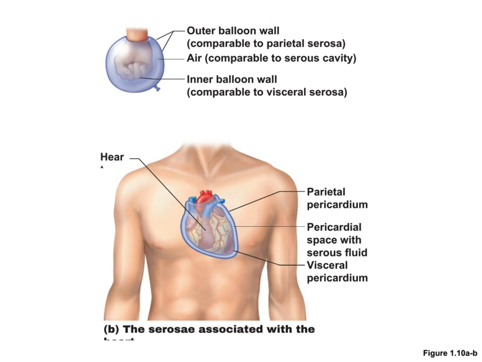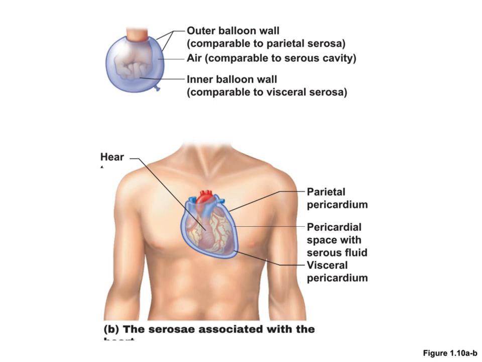Notice that even though there's two membranes, they're connected. They're connected near your wrist, where the inner membrane folds inward. So a serosa is a double-layered membrane with fluid in between the membranes.